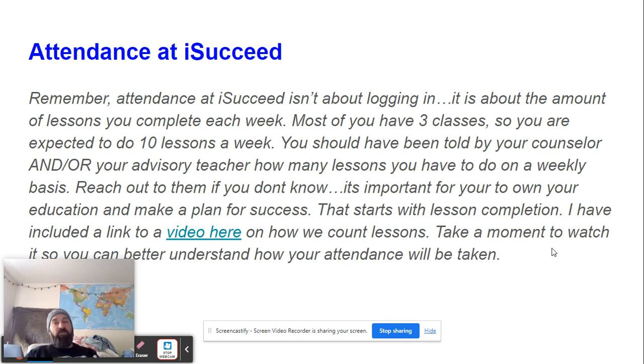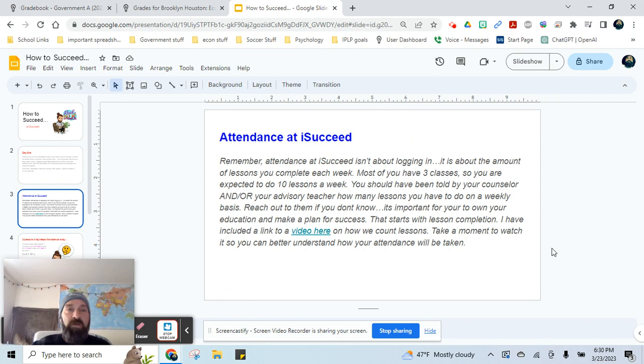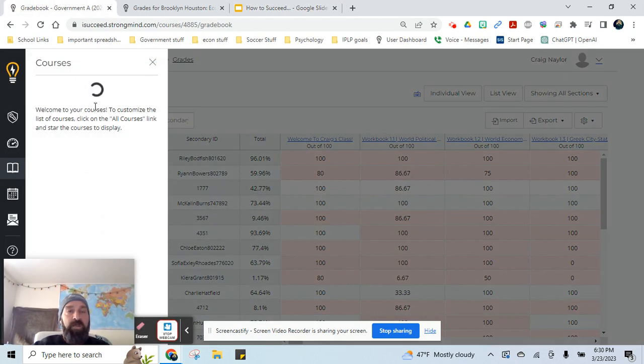Lesson counting is another thing that students sometimes struggle with. A lesson is more than just one assignment. It's often 5 to 6 assignments all within that lesson. If you look at the modules part of your actual class, you can see what a lesson looks like.